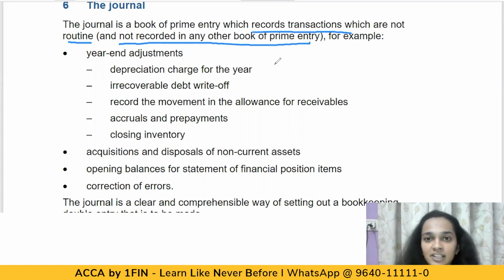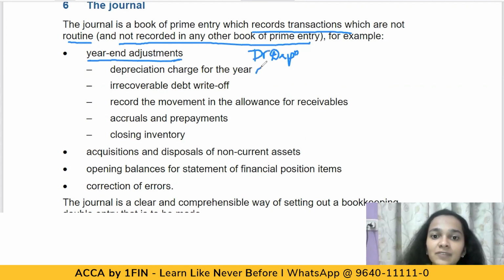So what are the transactions? Some of the transactions which are recorded in the journal are the year-end adjustments. There are certain adjustments which are made at the end of the year, and those adjustments are recorded here in the journal. First adjustment is depreciation for the year. The depreciation is definitely a year-end adjustment. We calculate depreciation on the basis of different methods of depreciation which are adopted by the organization. And the entry for depreciation is: we debit depreciation and we credit accumulated depreciation account.